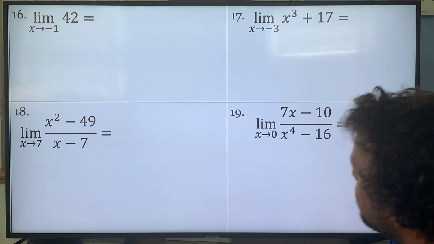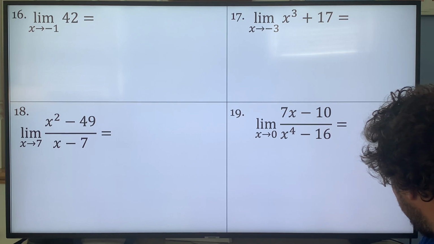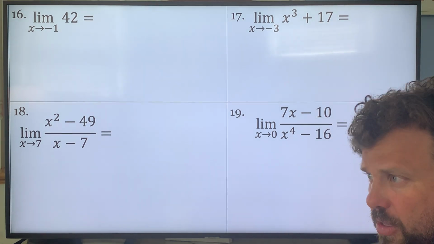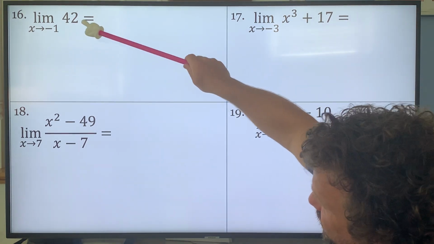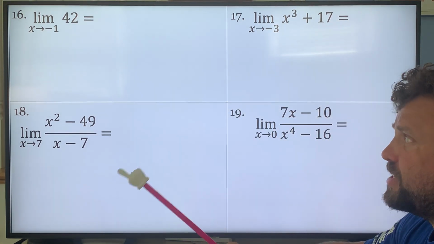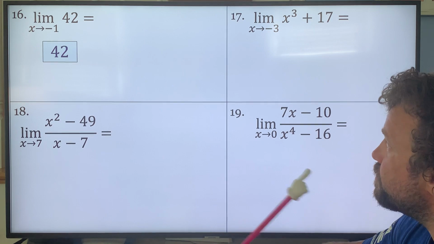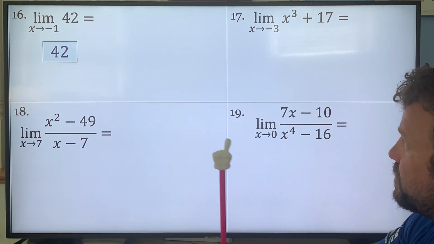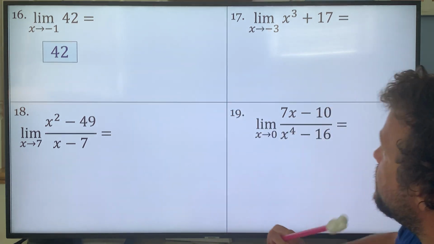All right, problem number 16, 17, 18, 19. Now, the last bunch of problems we're going to do analytically using basic rules. So, what is the limit of a constant as you approach anything? It's just that constant. The answer is 42. No matter what x is approaching here, even if it's infinity, the answer is always going to be 42. Because there's nothing to plug this x into.